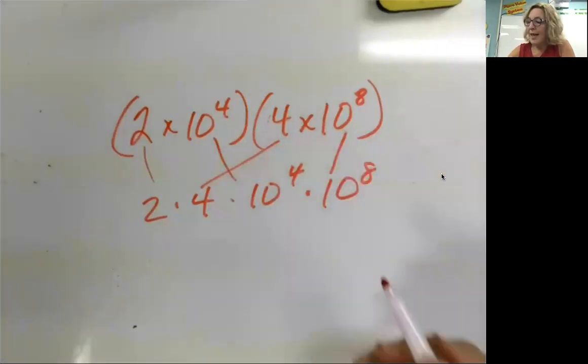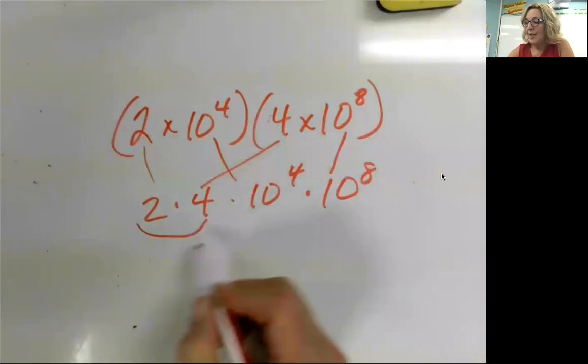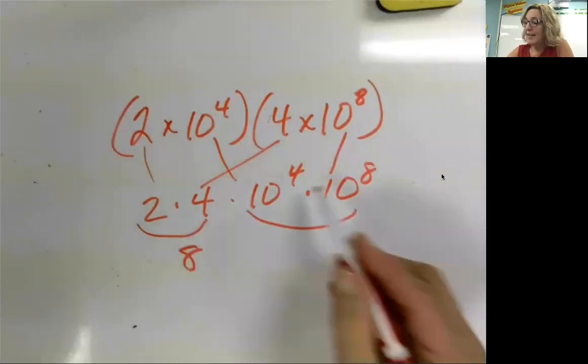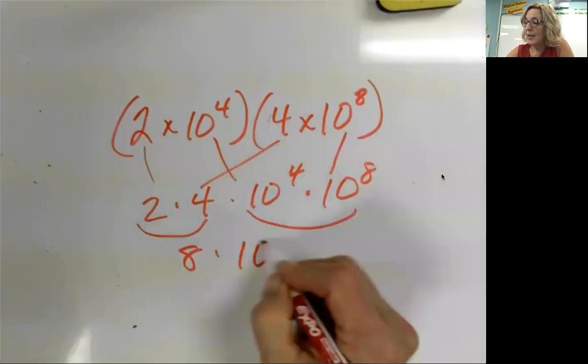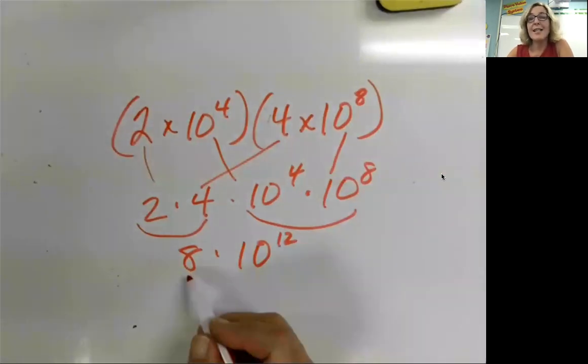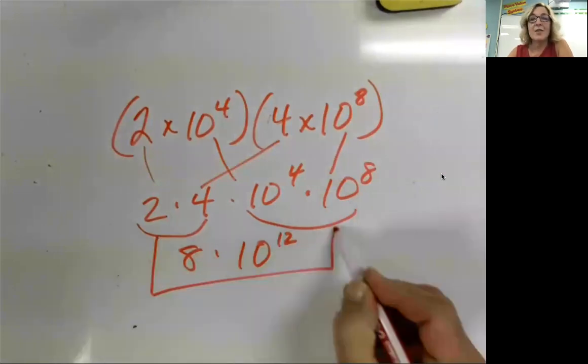And by doing that, we can multiply 2 times 4 is 8, 10 to the 4th times 10 to the 8th is 10 to the 12th power. And we want our result to be in scientific notation. So because 8 as a coefficient is between 1 and 10, we are in scientific notation.